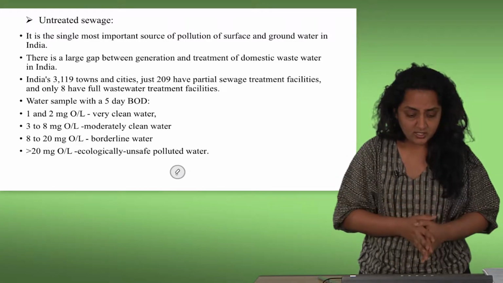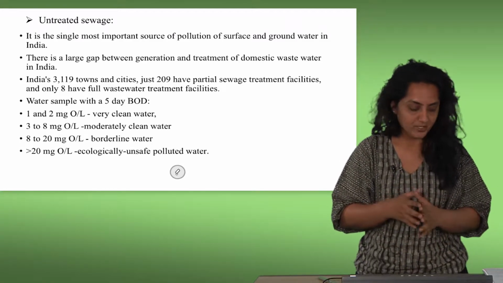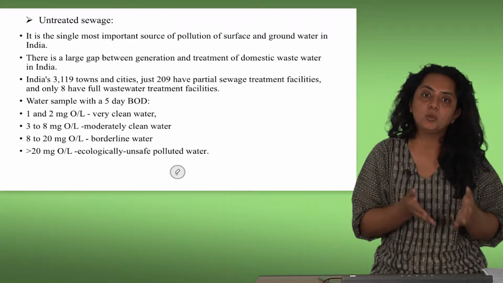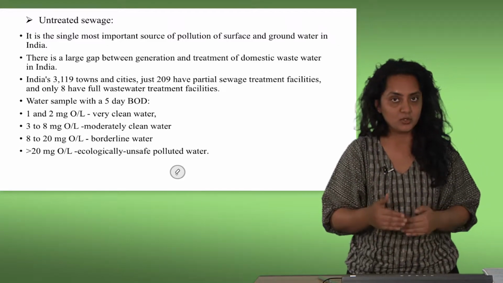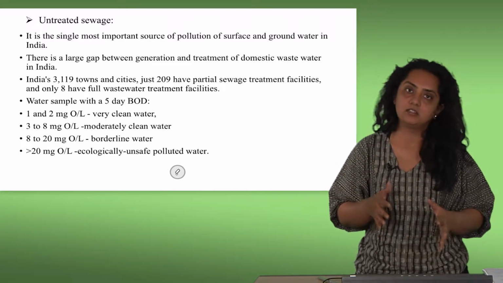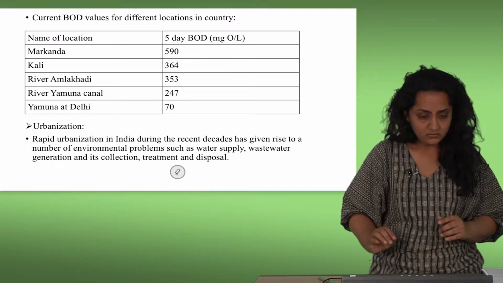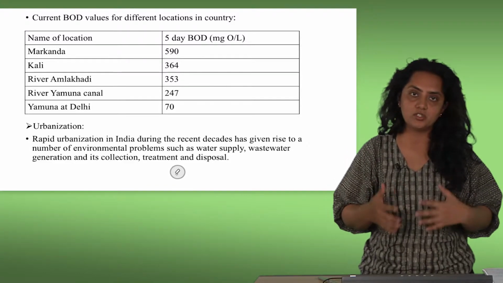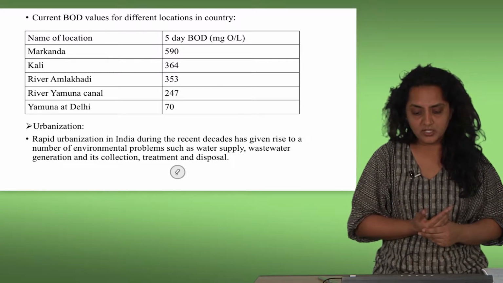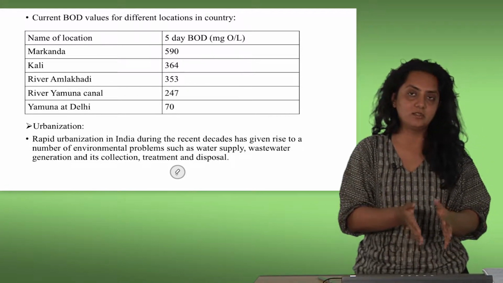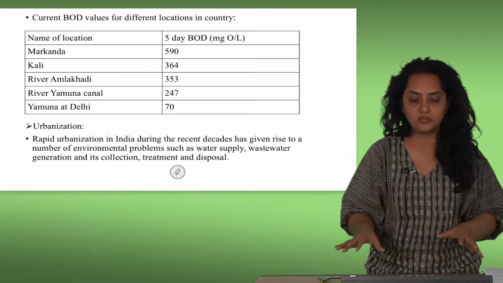So here you can see that they've shown the BOD, that is the biochemical oxygen demand of water. If you have a reading between 1 and 2 milligrams, then it's going to be very clean water. But if you have readings close to 20, it's going to be very unclean and dirty, polluted water. These are the current BOD values from different locations in the country. And as you can see, none of the rivers have readings close to the set standards which we talked about before. So that means the water quality is very poor in most of the locations of rivers in India.